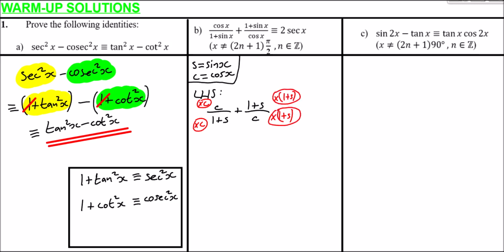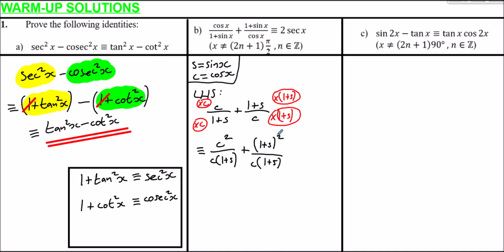So if we do that as our next step, that's going to give us cos squared on top for the first bit. On the bottom, we're going to have cos multiplied by 1 plus sine. And for the second fraction, because we're multiplying by 1 plus sine squared, the top will just become 1 plus sine squared, of course. And the bottom, again, cosine multiplied by 1 plus sine.